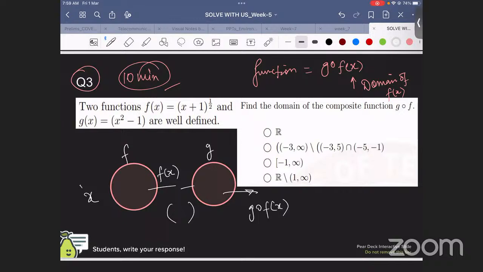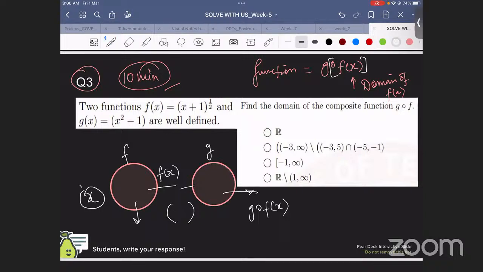So first we have calculated the domain of x, the values of x that satisfy f(x). We'll exclude all those values of x where f(x) is not satisfied. Then, because now the function is g of f(x), sorry, g of f(x).